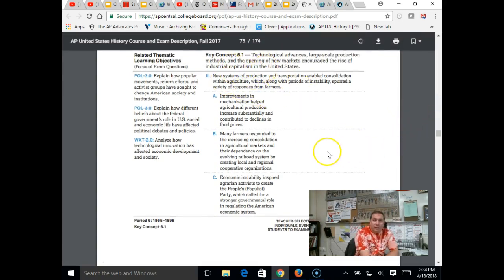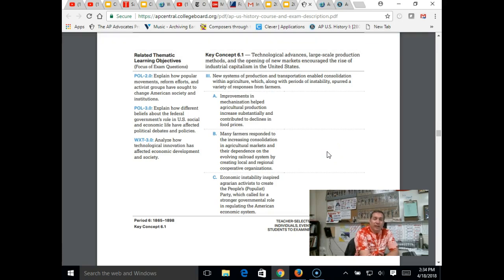This whole page right here is all about the farm protests and the populace. And so they're sending a signal to you that they want you to understand what is motivating the farmers to be pushing for change in the late 1800s. Our farm game is really good for this, just to get that perspective of what was going on with the farmers.